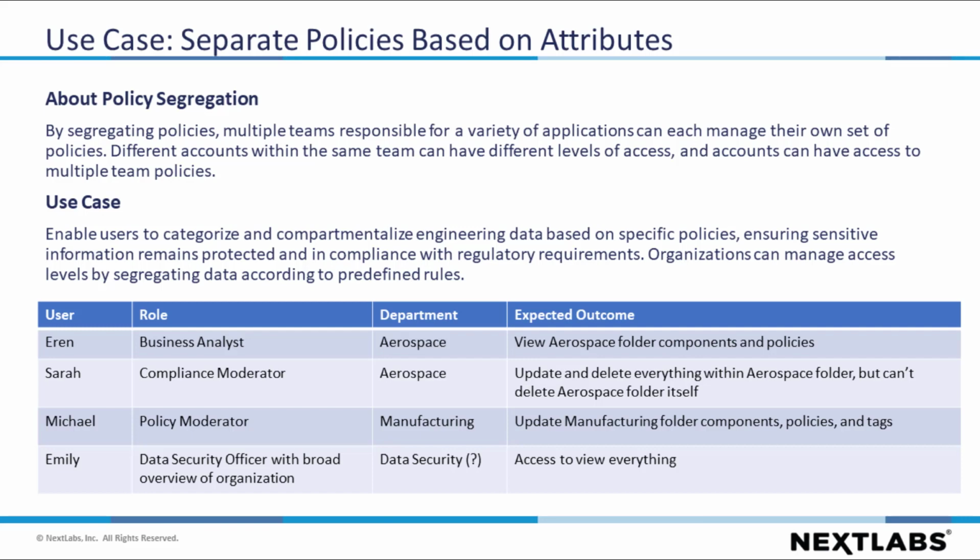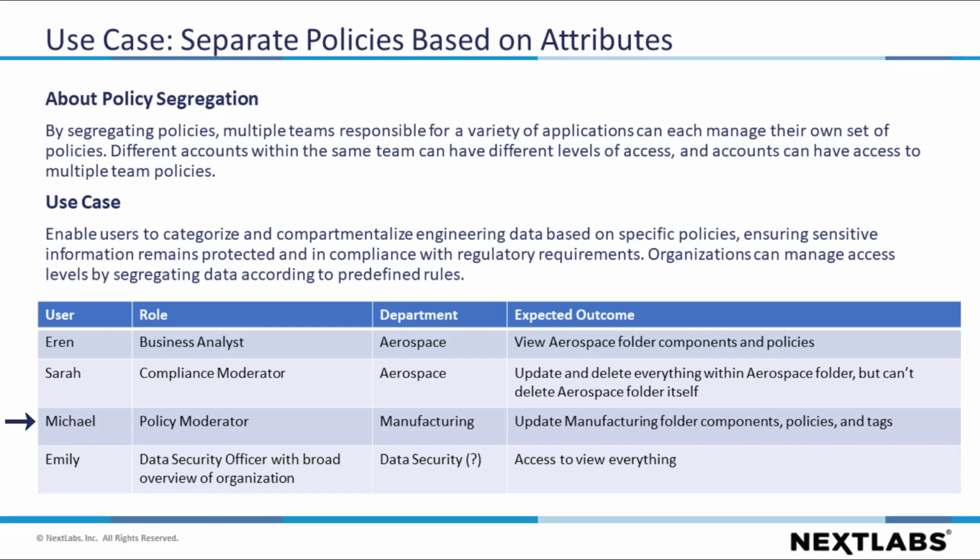In this video, I'll be using 4 different accounts with different levels of access. Aaron, a business analyst in the Aerospace division, has an account with access to view Aerospace folder components and policies. Sarah, a compliance moderator in the same Aerospace division, holds an account with access to update and delete everything within the Aerospace folder. She uses her privileges to make real-time updates to project documents and remove outdated information. However, she can't delete the Aerospace folder itself, which is a critical safeguard to maintain the folder structure.